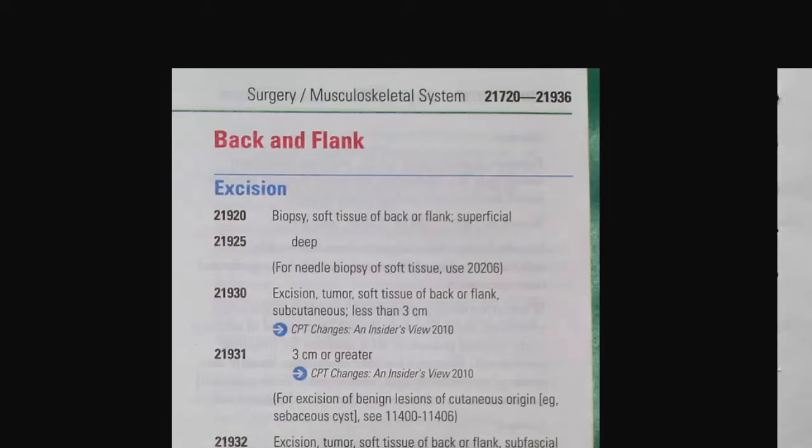Let's look at 21920. Biopsy, soft tissue of back or flank, semicolon, superficial. In and of itself, this is the entire code description for 21920. However, if it was a deep biopsy of soft tissue of the back or flank, we would need to move down to 21925. When we say this procedure, we start out with the 21920 and move to the semicolon, then drop down to deep. So the entire code description for CPT 21925 is biopsy soft tissue of the back or flank, deep.